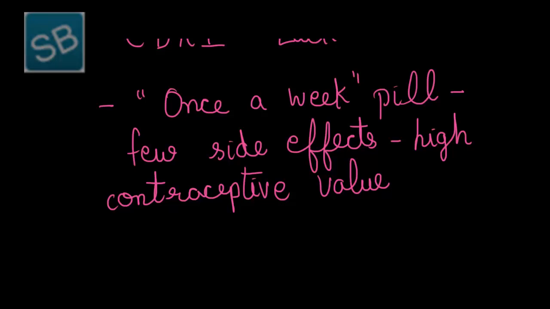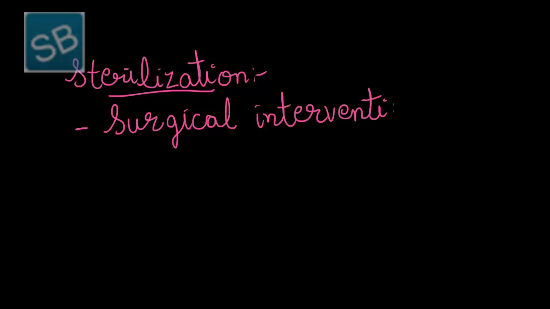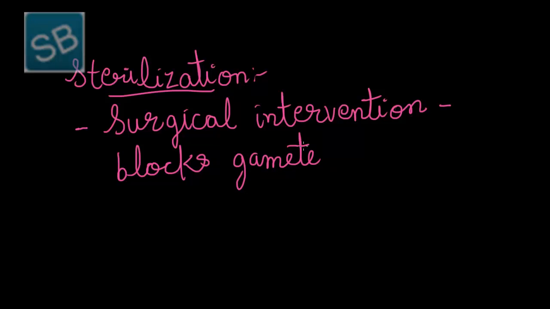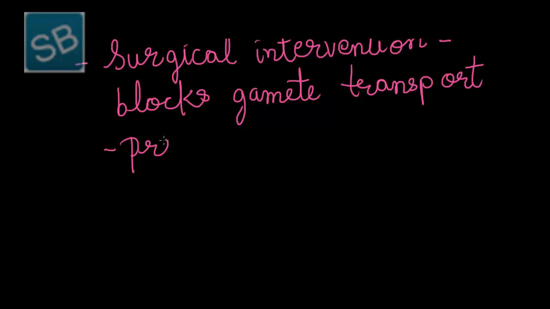Now the next type of method is sterilization. The sterilization method is generally advised for the male or female partner as a terminal method to prevent any more pregnancy. In this method, surgical intervention, that is, an intervention in the form of surgery, blocks the gamete transport and in this manner prevents conception. In this manner, pregnancy can be avoided.